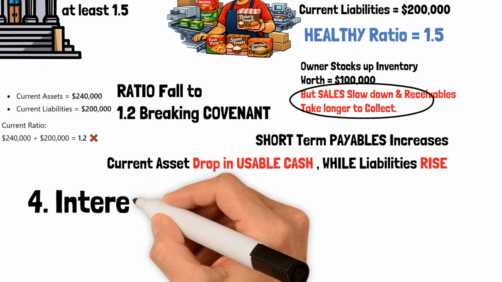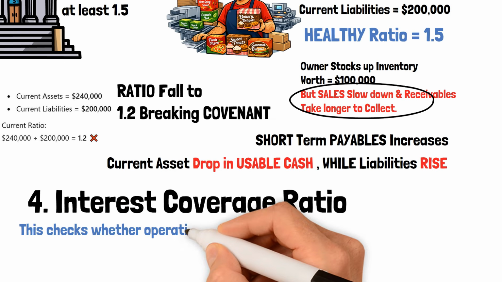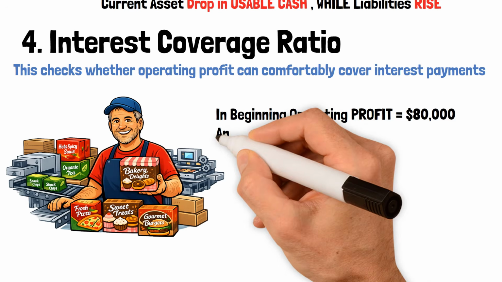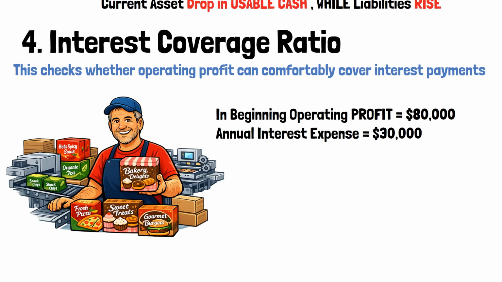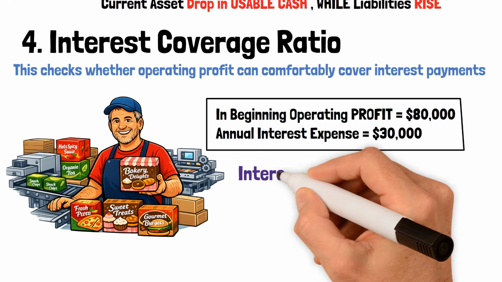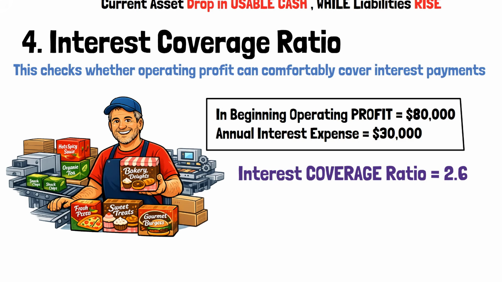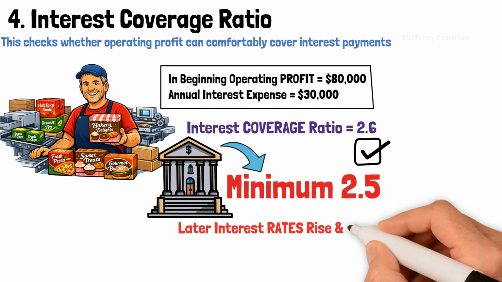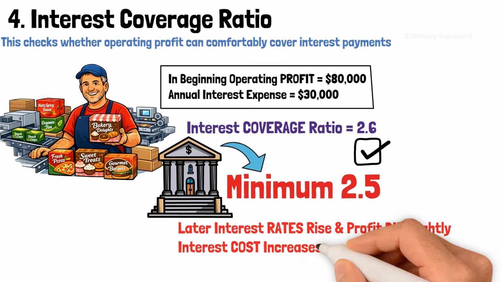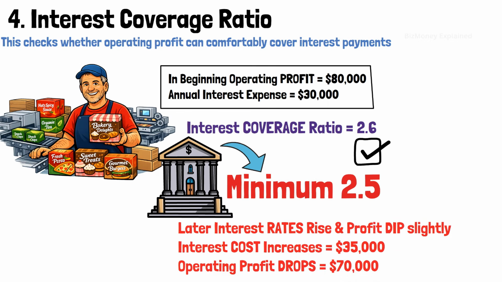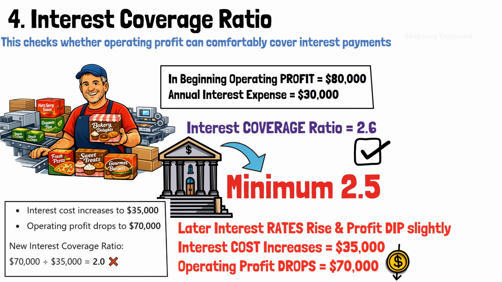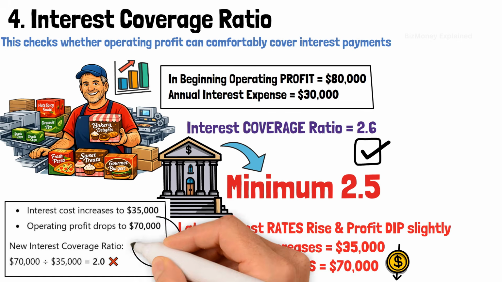The fourth covenant is interest coverage ratio. This checks whether operating profit can comfortably cover interest payments. In the beginning, operating profit is $80,000, and annual interest expense is $30,000. The ratio stands at 2.6, which is acceptable because the bank requires a minimum of 2.5. But later, interest rates rise and profits dip slightly. Interest cost increases to $35,000, while operating profit drops to $70,000. The ratio falls below the requirement. Again, the business is profitable, but covenant compliance fails.